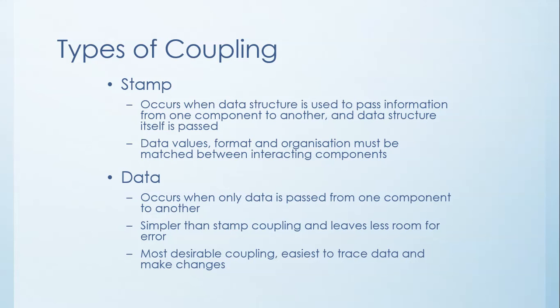This means that the data values, format, and organization must be matched between the interacting components. So they have to know how we're going to format the data, and they have to agree on that upfront, which is usually not that bad. Data coupling is probably the type that you really want, and it occurs when data is passed from one component to another. It's simpler than stamp coupling and leaves less room for error. It's the most desirable form of coupling, and it's the easiest to trace data and make changes. So if you have to couple, data coupling is the one you probably want.